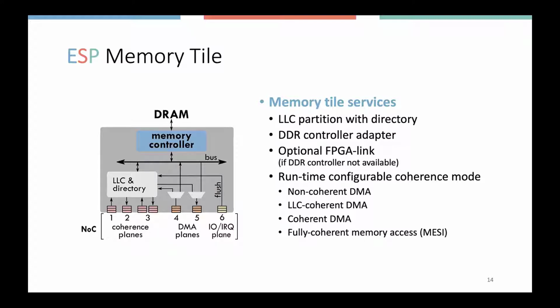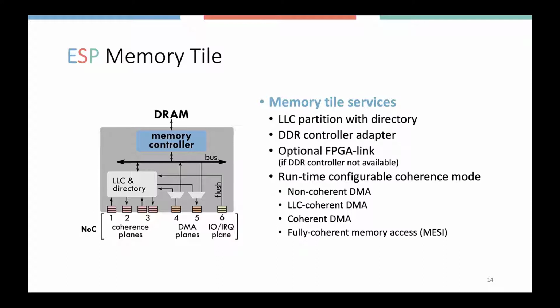So we've got a partition of the last level cache, if available in the target technology, for example, for ASIC, if you have it, or FPGA, there's an adapter to a DDR controller on a bus. And if not available, we also support a custom FPGA link, which allows you to use the FPGA as a proxy to access memory.